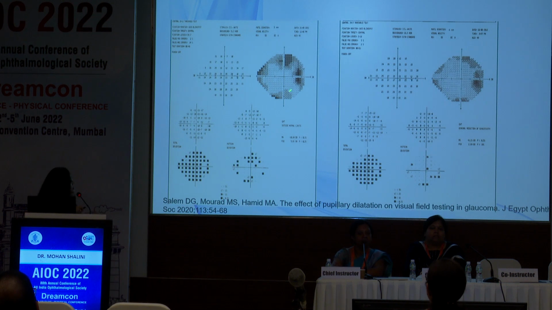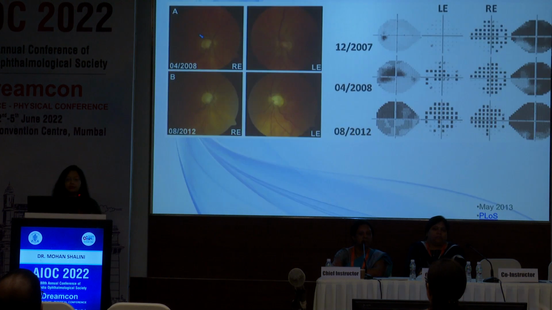Now here we can see this is the dilated pupil and this is a normal pupil. So if you have done the pupillary examination with a dilated pupil, that means at every examination you have to do dilated visual fields. So that is very difficult. So always try that whenever the patient is coming for the visual field, the pupils should be of normal size.